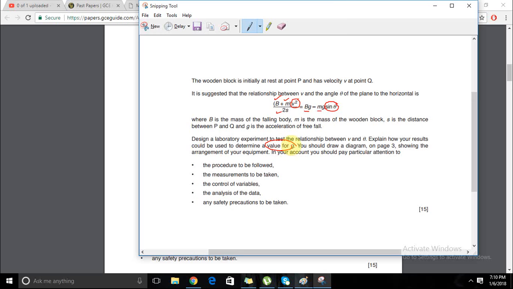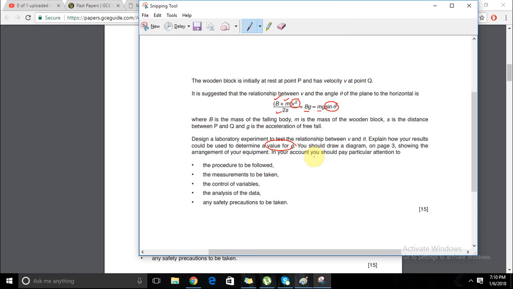So the actual practical setup, and you need to be really careful when drawing the setup, it needs to include everything. Think of this as if you have a rookie and you want to explain to him how to carry out a particular experiment. You have to give each and every step. The diagram has to be on point, so the poor kid doesn't get confused too much. The procedure to be followed: measurements, variable control, analysis, safety precautions.